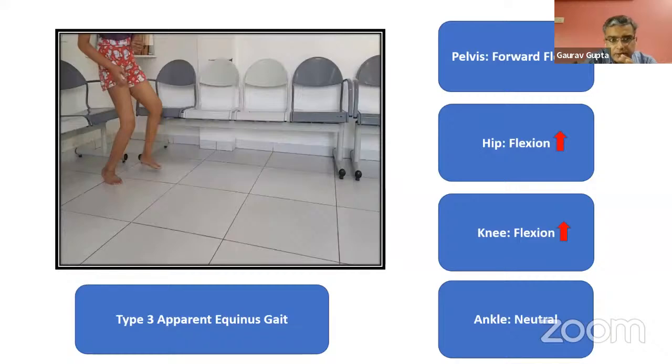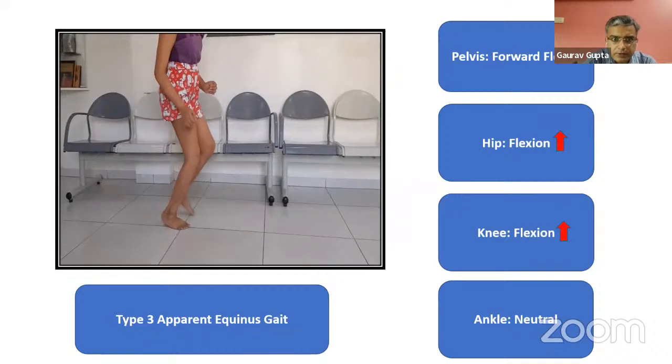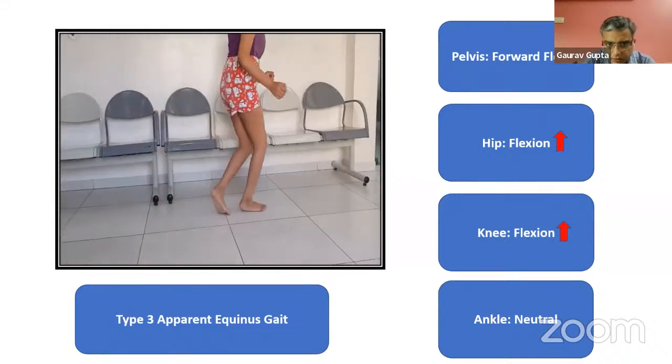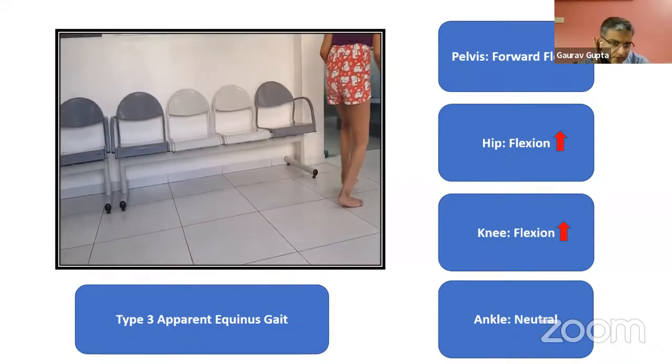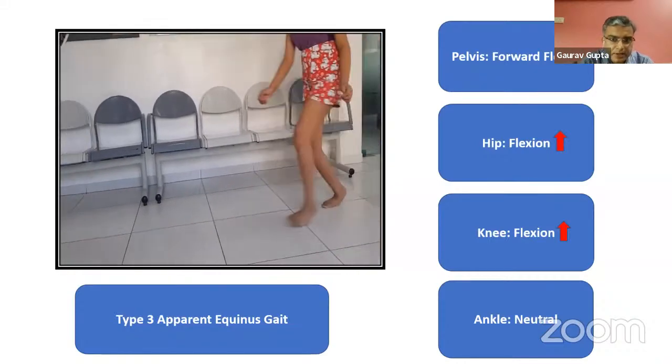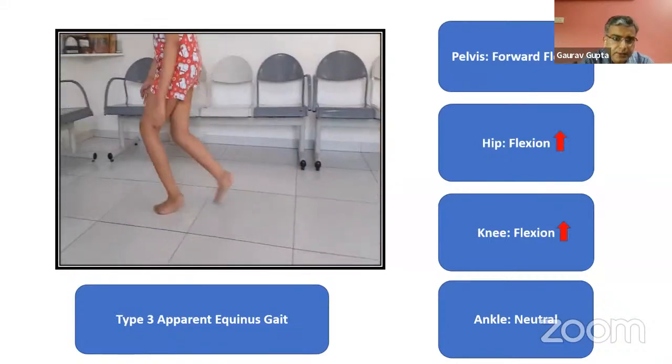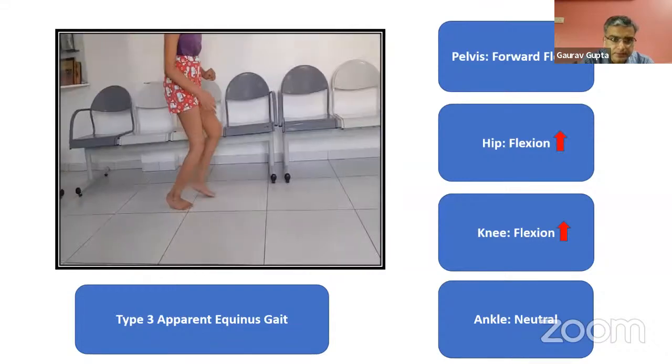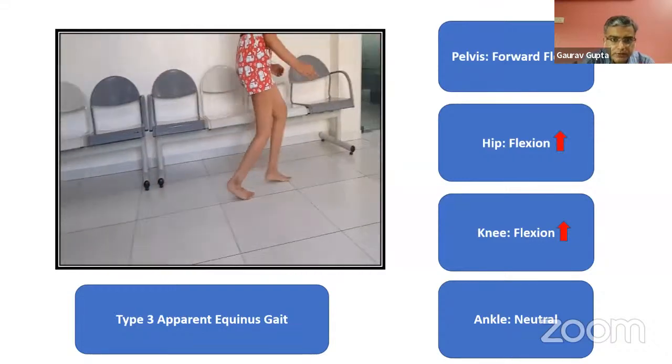Then type 3, now hip flexion is increasing, knee flexion is increasing, and due to collapse of the plantar flexion knee extension couple, the ankles are now going into dorsiflexion. So here you see ankles are neutral, knee and hip flexion increasing, and pelvis is also getting flexed. It's more clear on the right side, and knees are flexing further as compared to type 2 diplegic gait. Pelvis is also flexed forward.